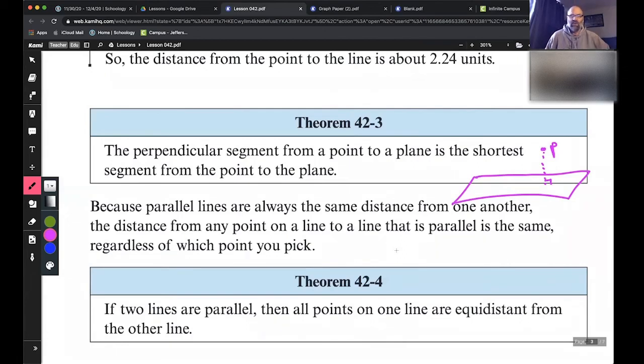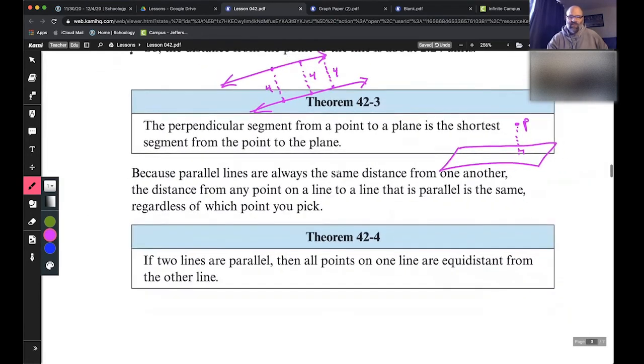Okay, and then 42.4. If two lines are parallel, then all the points on one line are equidistant from points on the other line. So if here's two lines that are parallel, then these points are equidistant. For example, if this is 4, then this would have to be 4. This would have to be 4. They're the same distance apart. When we talk about the distance between two lines, especially parallel lines, we talk about the perpendicular distance.